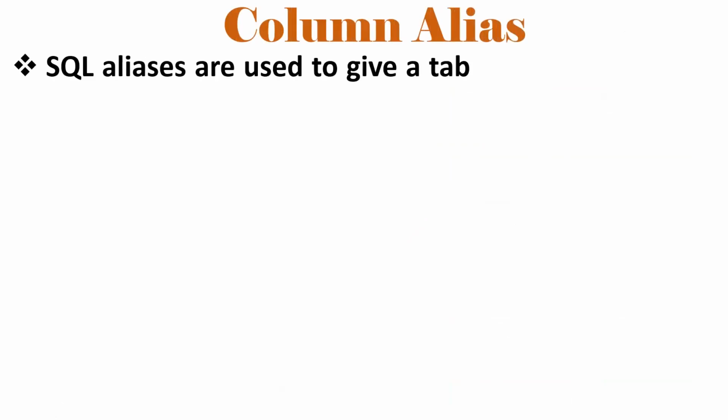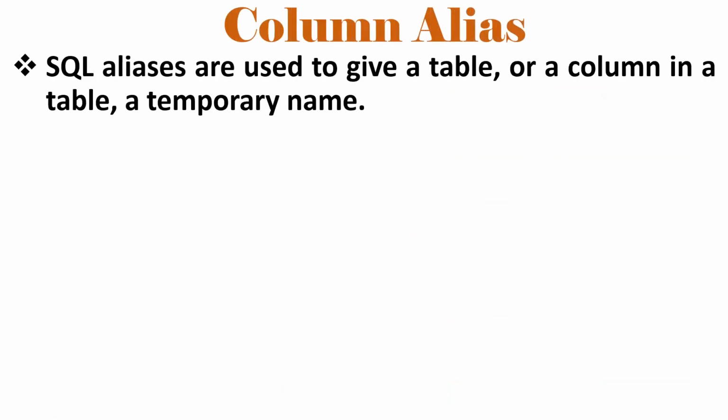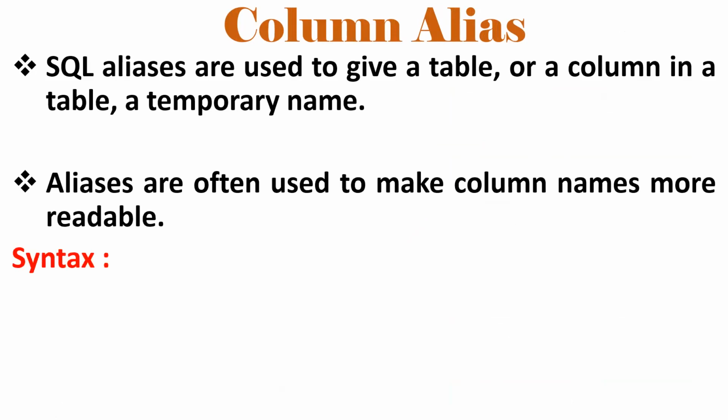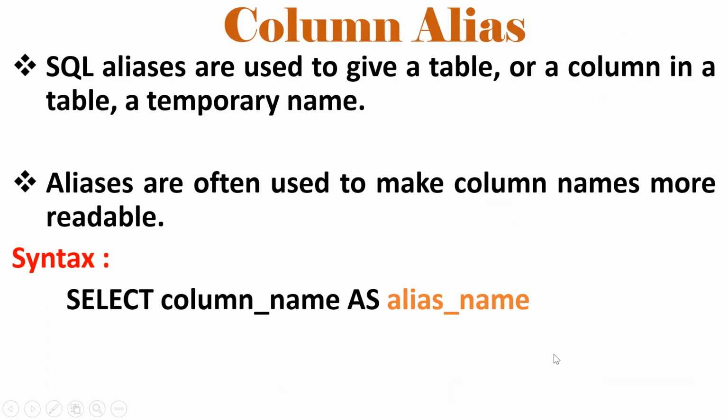We'll discuss some topics. Column alias is used to give a table or column a temporary name, for readability purposes. The syntax is column name AS alias. If you want to give a temporary or meaningful name, we can go for a column alias. We can write it with or without AS.